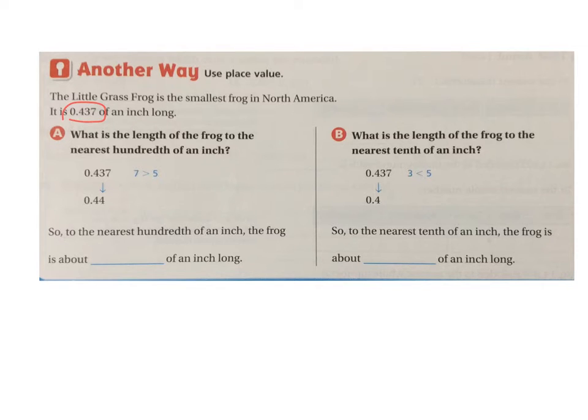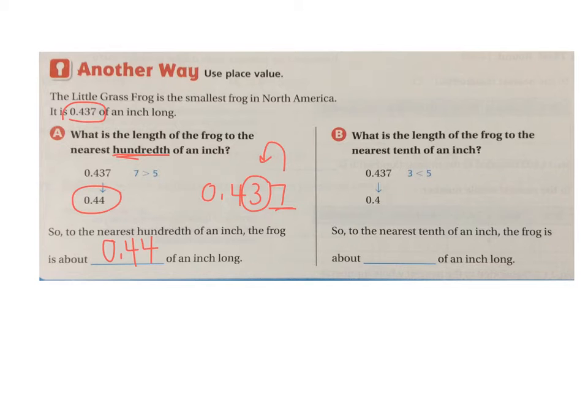So if we want to round to the nearest hundredth, again, we have 0.437, right? We're going to circle the hundredths place, and we're going to underline the place to the right, which is the thousandths place. I know that 7 is more than 5, so it's going to make this add 1. So it's going to change it to 0.44. So to the nearest hundredth of an inch, the frog is about 44 hundredths of an inch.